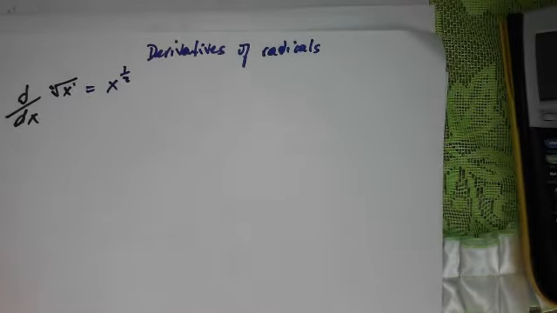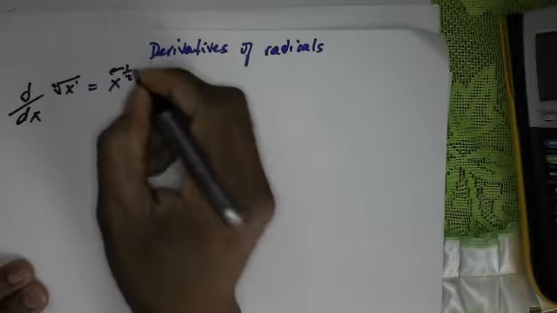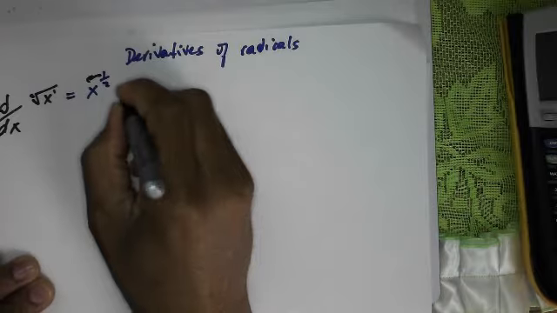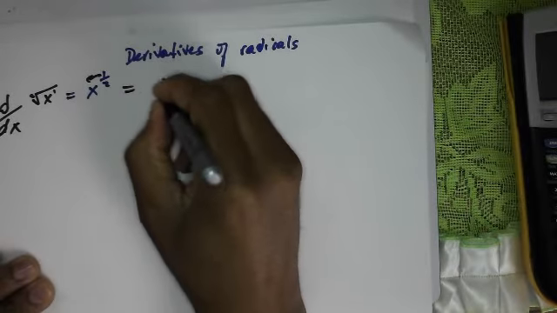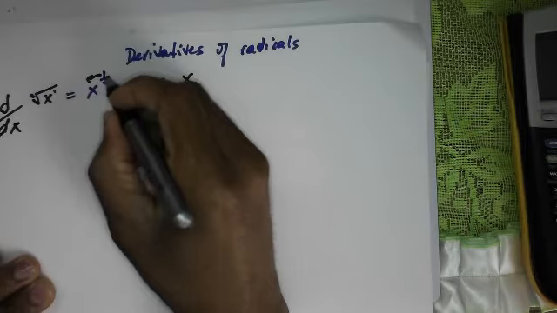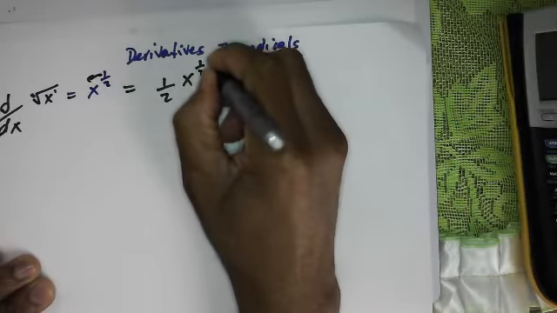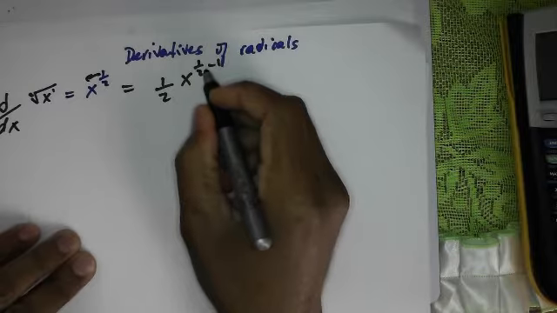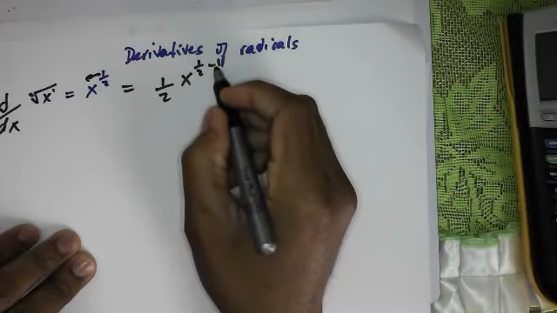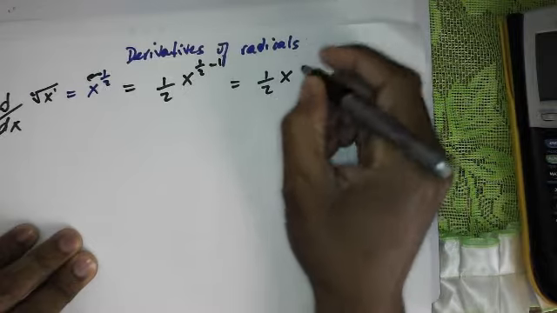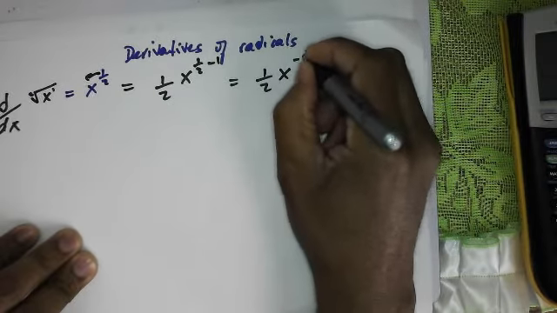Okay? Now I have my x to the 1/2. I can take my exponent to the front and then subtract 1 from my original exponent. So if I take my exponent to the front, it will be 1/2, which is my exponent, times x raised to my original exponent, which is 1/2, and I subtract 1 from that. Now 1/2 minus 1 is negative 1/2. So this would give me 1/2 x raised to the negative 1/2.